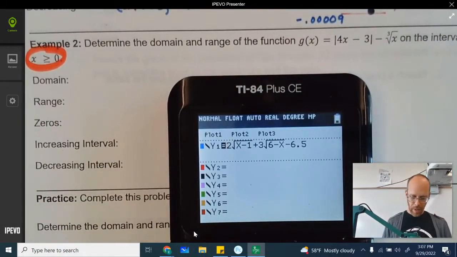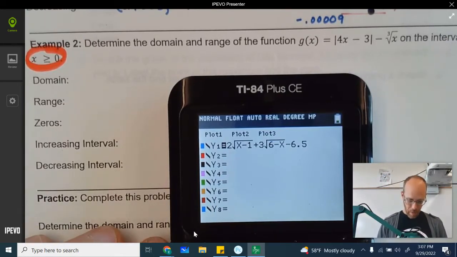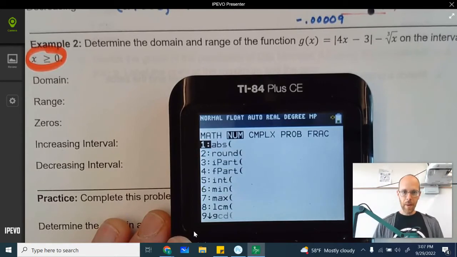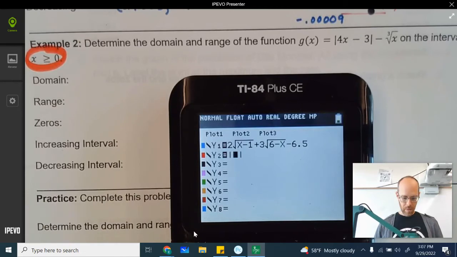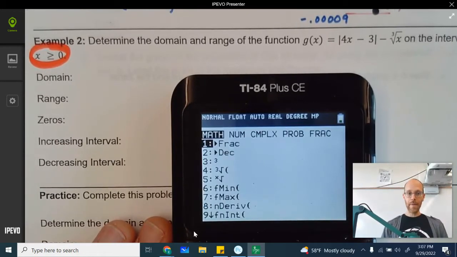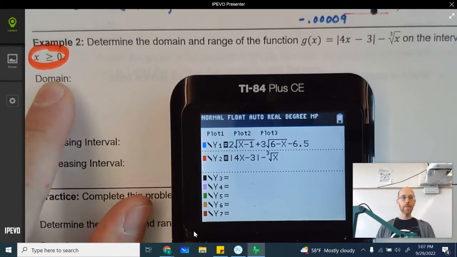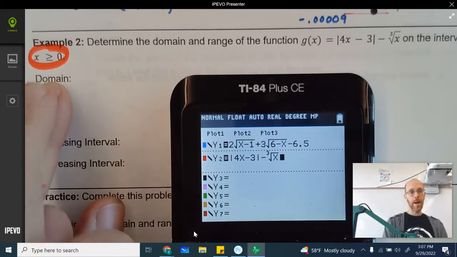First thing I want to make you guys aware of is that in your calculator, you don't have to get rid of the equation from number 1 to do number 2. So let's type number 2 into y2. I'm going to go math, number, absolute value, 4x minus 3 minus math, cube root of x. And then the problem says that we only want the region where x is greater than or equal to 0.